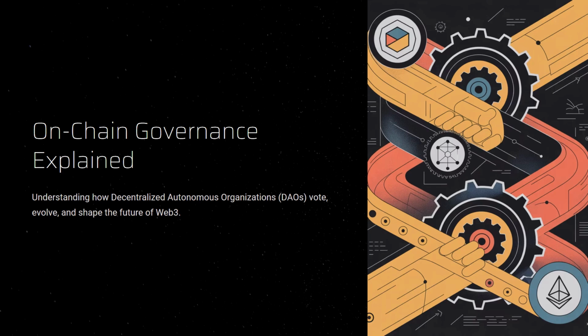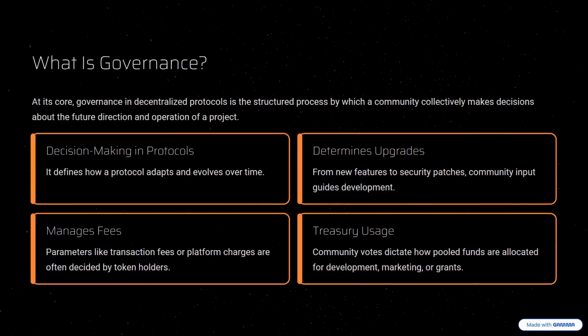These decisions can include upgrading smart contracts, adjusting fees, or deciding how a treasury is used. Governance ensures protocols can evolve over time. There are two main governance approaches, off-chain and on-chain. Off-chain governance happens through forums, discussions, and tools like Snapshot. On-chain governance happens directly on the blockchain, where smart contracts execute decisions automatically.